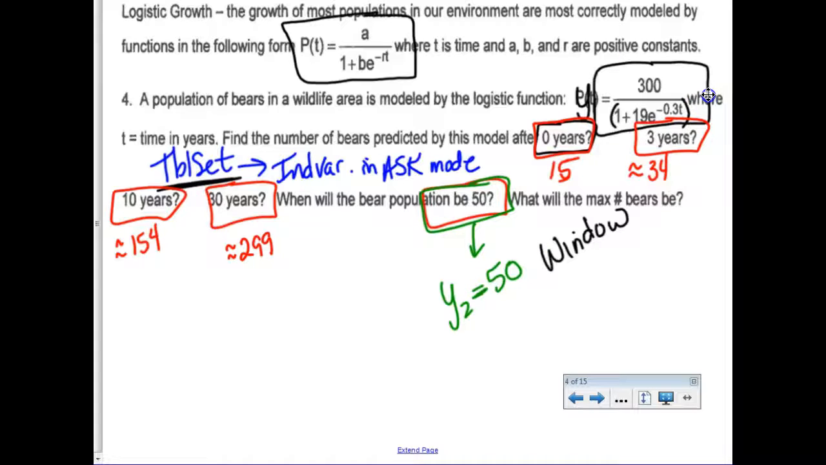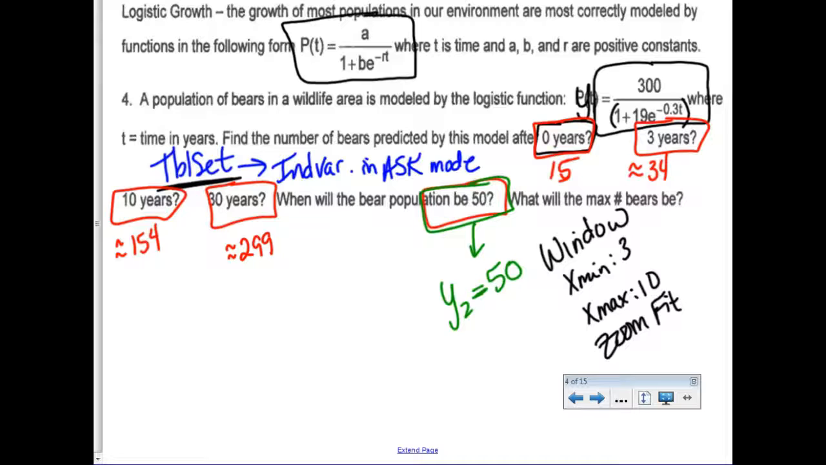And through our investigation, we just said like between 3 and 10 years, somewhere in the middle there, it hit 50 for population. So for window, can you have your X min and your X max set up from 3 to 10? And then we're going to use your favorite way to cheat, which is mine too, zoom fit. As long as you've set up a good X window, zoom fit will work really beautifully.